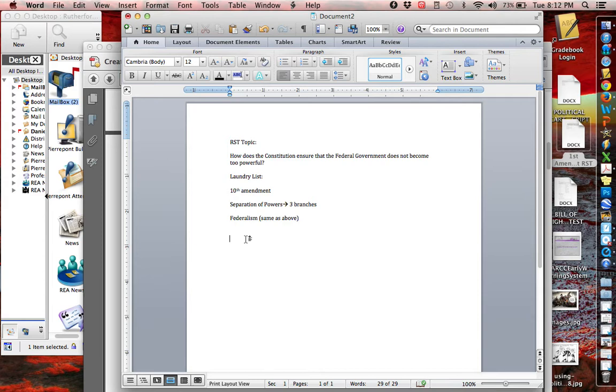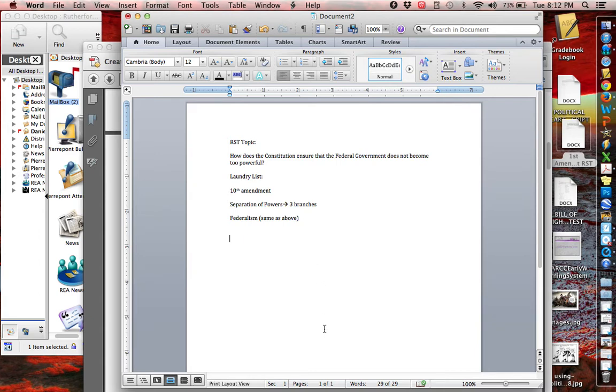Let's think about what is a good thesis statement for this. Remember, your thesis statement is answering the question without restating it. Remember, you're in 8th grade. You don't restate. You create your own statement. So taking a look at it: How does the Constitution ensure that the federal government does not become too powerful?